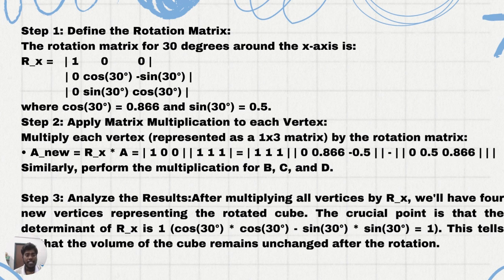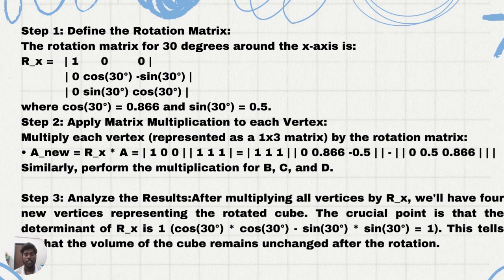Step 2, apply matrix multiplication to each vertex. Multiply each vertex represented as a 1 by 3 matrix by the rotation matrix. We can get this. Similarly, perform multiplication for B, C, and D. Step 3, analyze the result. After multiplying all vertices by Rx, we have 4 new vertices representing the rotated cube.